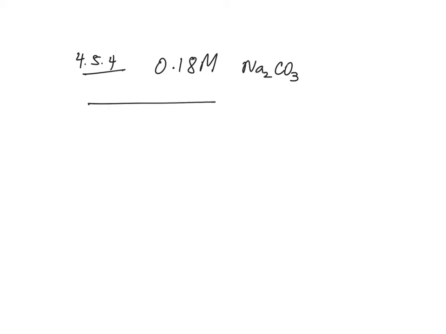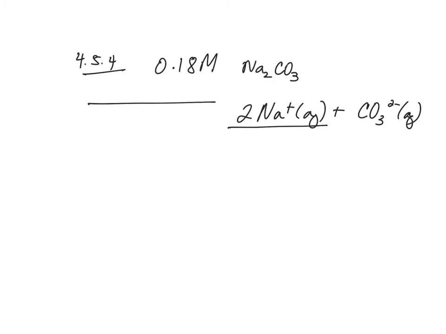Okay, the next one we have, 4.5.4, a solution that's 0.18 molar in sodium carbonate. Is also blank, and choose all that applies. So now we want to break this down into its ions. So here we have 2 sodium positives plus 1 carbonate minus. And so I'm going to figure out what's the concentration here of sodium.